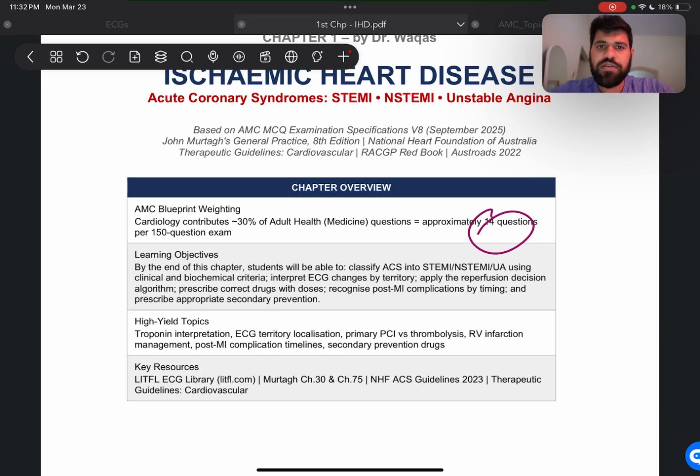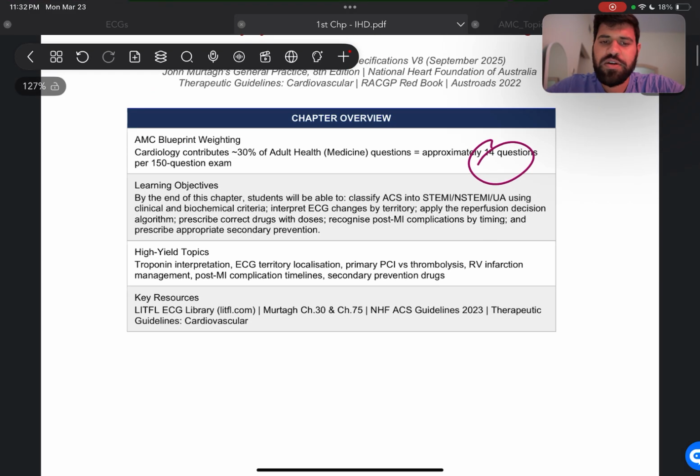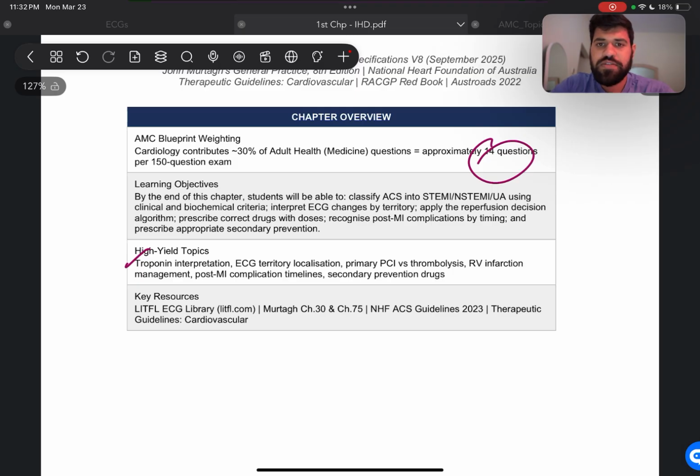So that's basically you preparing yourself to be an intern in Australia with that mindset and with those questions in mind. All right, and then today's learning objective, you can read this in your spare time. We'll just start with it. And high yield topics. The first one, troponin interpretation, it's very, very high yield.